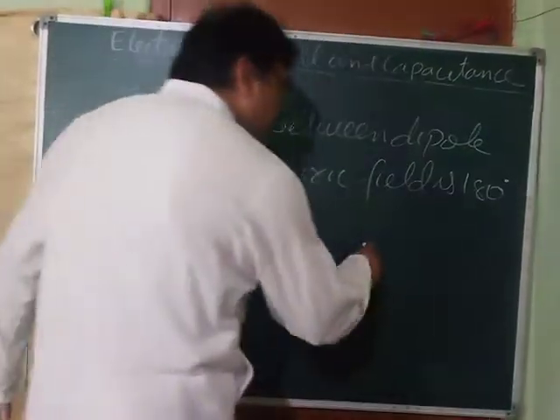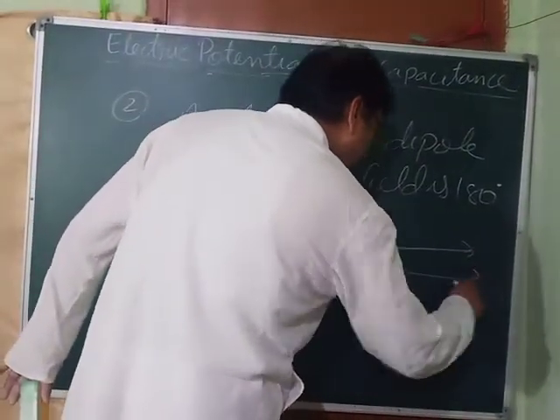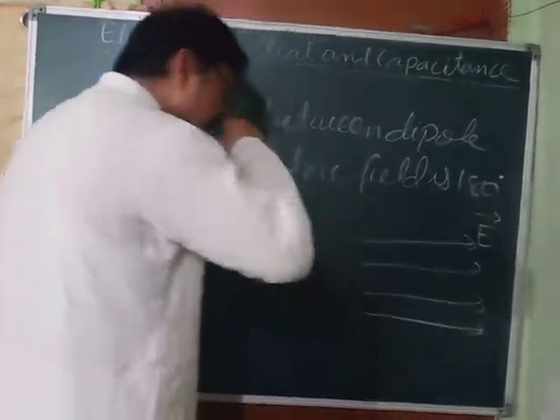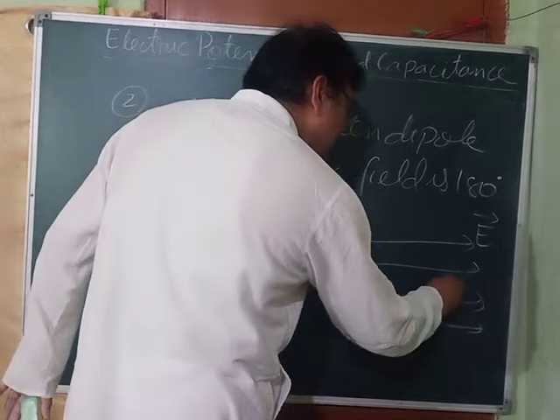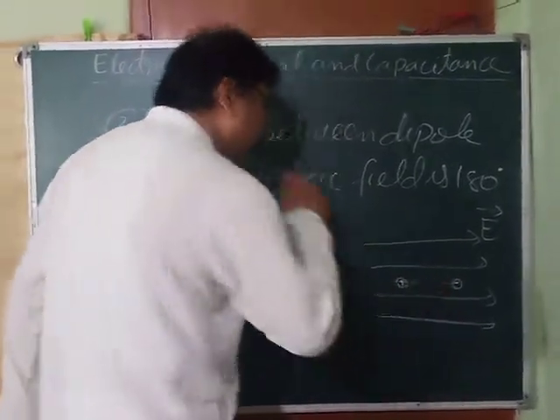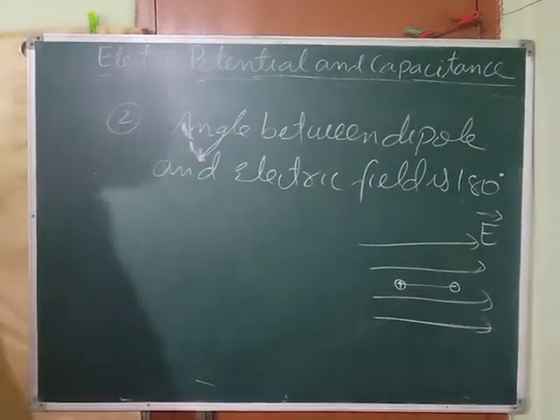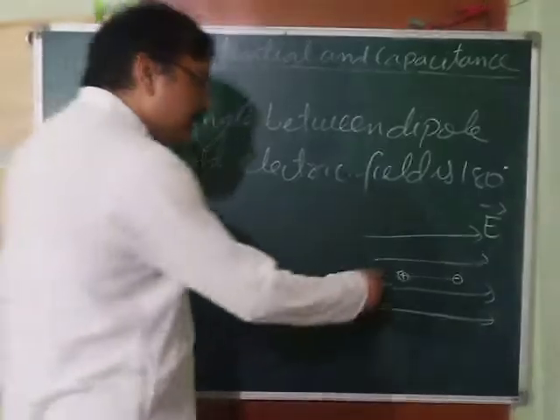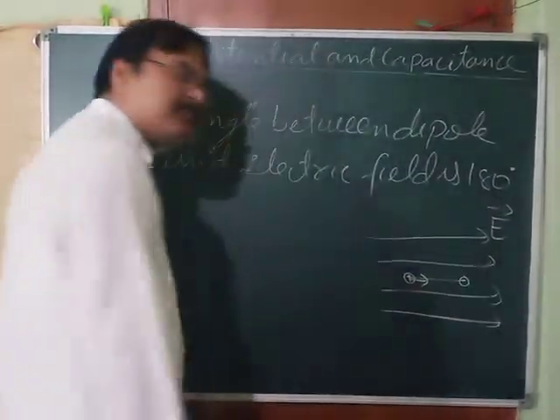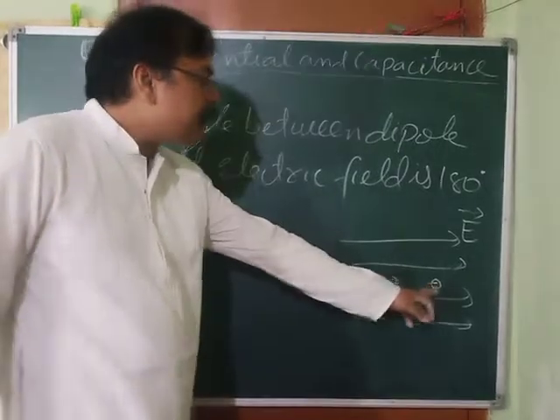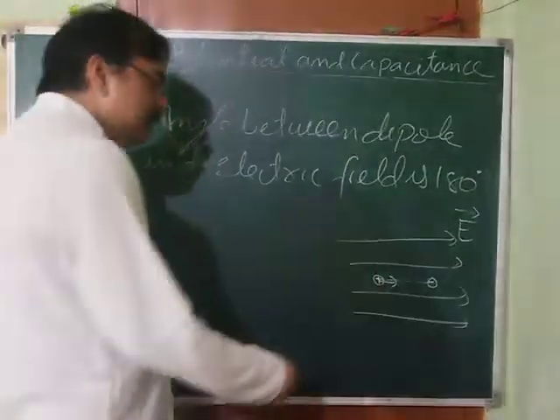Let's see. What is the situation? Should I draw this first? This is the electric field intensity. And what about the dipole? Dipole is like this. This is the negative charge and this is the positive charge. We know that a positive charge feels a force in the direction of the electric field, so a force will be pulling this in this direction. And we know that a negative charge feels a force opposite to the direction of the electric field, so a force will be acting in this direction.